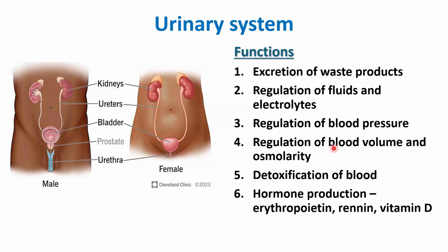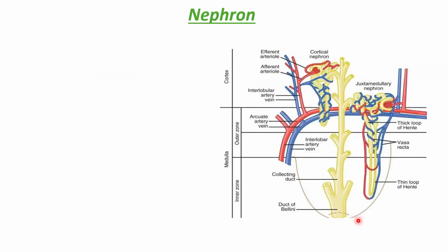Then you have hormone production that happens specifically in the kidneys. The hormones themselves are erythropoietin, renin, and vitamin D. And this is a very good question that I can ask you: to list the hormones produced by the kidneys, and maybe to describe their functions. At this point, I'll just ask that we know the three hormones produced by the kidneys.